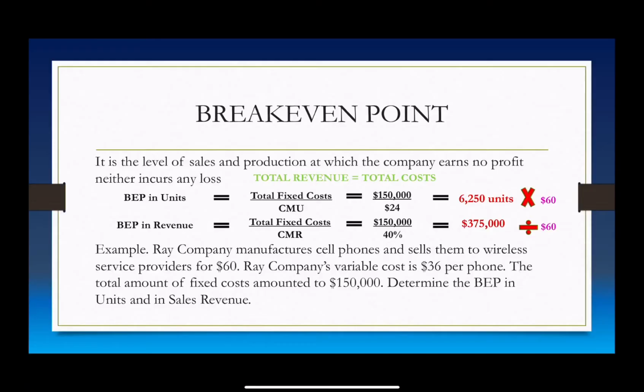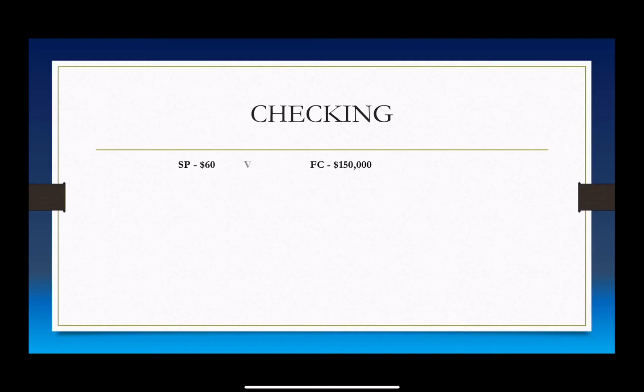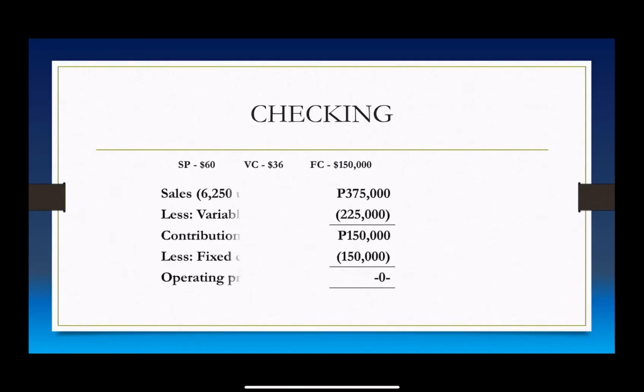Now, to check whether the company earns no profit nor incurs any loss at this level of activity, let's proceed to the following slide. Given the following data, if our level of activity is at 6,250 units, then our sales revenue will be 375,000. Our variable cost will be 225. Contribution margin is 150. Fixed cost is 150. Our operating profit is 0. Therefore, what we have computed just now are all correct.